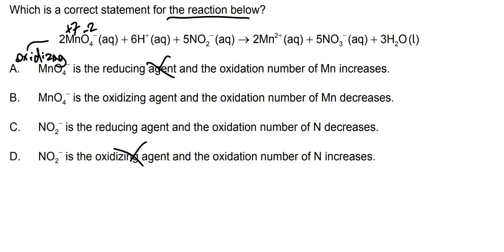Therefore, we can also see that the oxidation number of Mn decreases from +7 to +2. This is just the ionic form, Mn2+. So B seems to be the correct answer for this question.